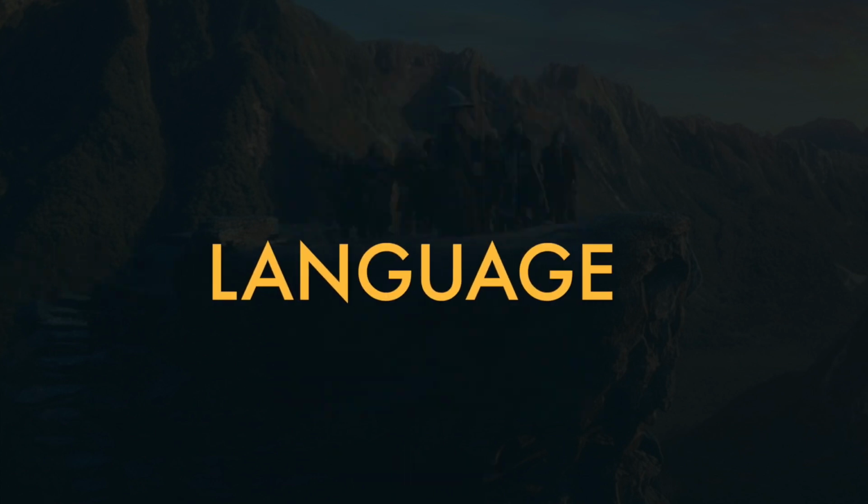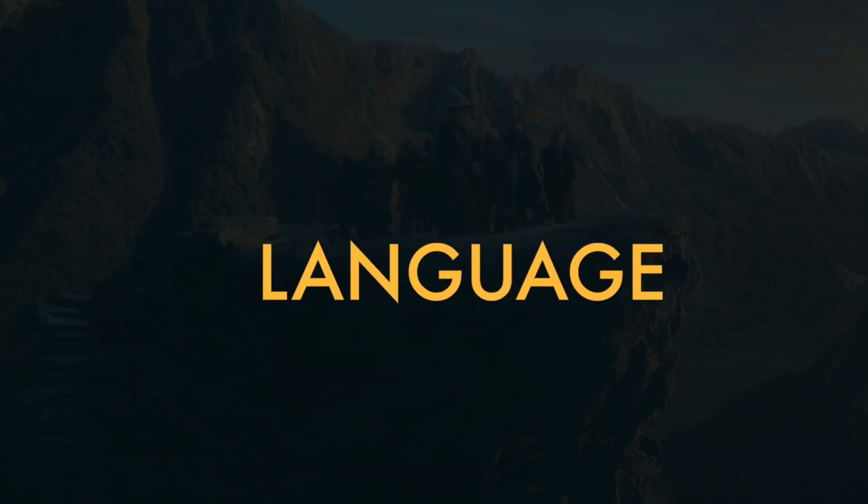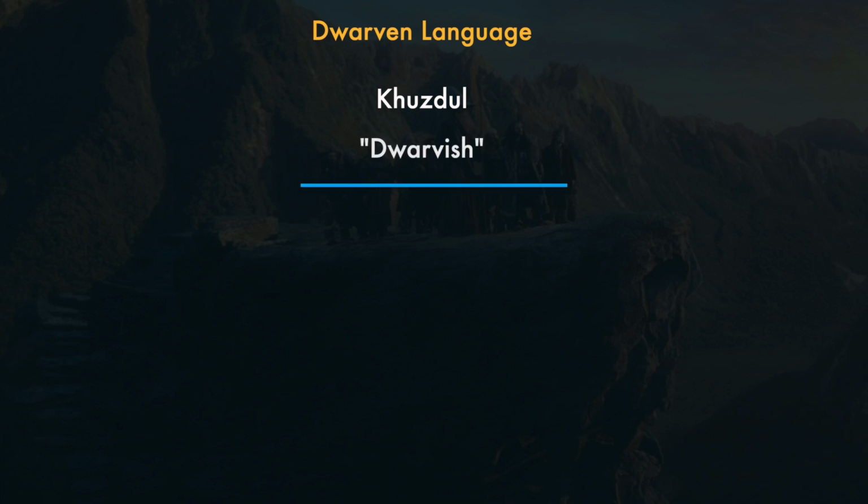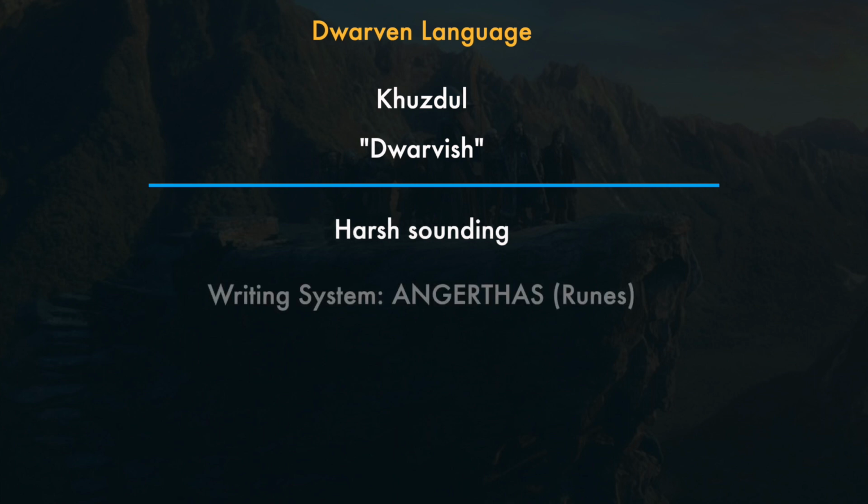On to the language. The Dwarven language was created by Aulë when he created the dwarves themselves and called it Khuzdul, which simply meant Dwarvish. The language was harsh to sound and sounded strange to other people. The dwarves use Angerthas, a runic writing system based on Cirth.